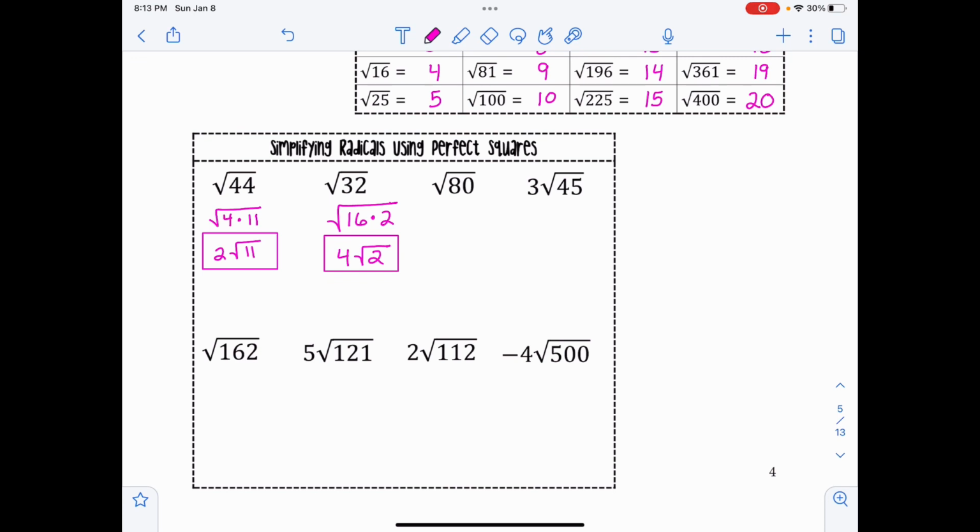80 is 16 times 5. Now I can check that part with a calculator if I want to, or I'll just multiply it over here on the side, do my scratch work over there. So again, the square root of 16 is 4, and then I just have 5 left over.